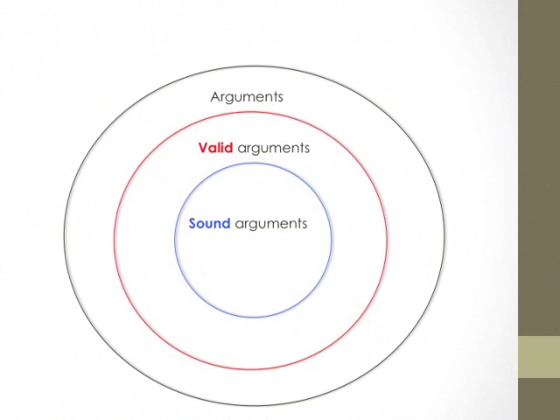So this can be seen here. We have the bigger collection of arguments, and then only some of them are valid arguments, right? Namely those in which the truth of the premises guarantees the truth of the conclusion. And within the set of valid arguments, only some are sound, right? Namely, they're valid, and also all the premises are true.